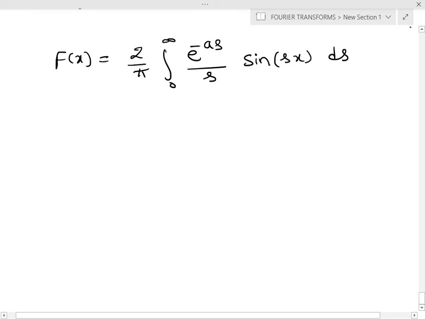Sin of sx into ds. So from here, what can we conclude? The conclusion is that somehow we need to evaluate this integral. Anyway, we need to integrate.